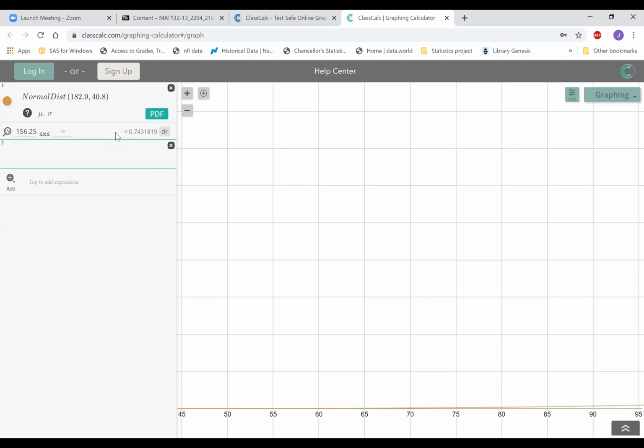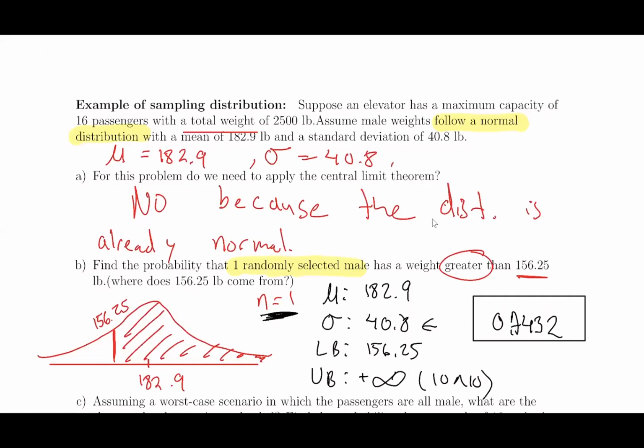So if you look at our answer, we get 0.7432. Let me box it. So we get 0.7432. And that's it for part B. Any question in regard to part B? All right, so let's do part C.